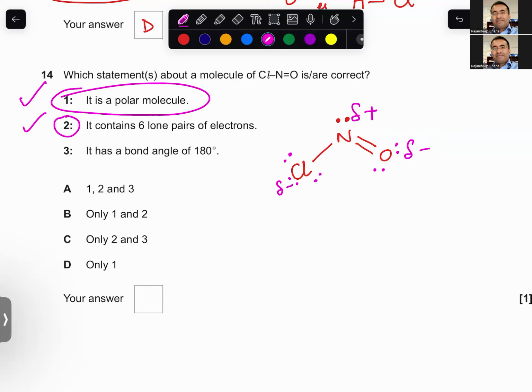It has a bond angle of 180 degrees. No, it doesn't. Using the electron pair repulsion theory, it's got 3 regions of electron density which will repel each other as far apart as possible. You're looking at a bond angle of about 120 degrees. So no, not 3, 1 and 2 only. Yep, that is correct. Answer is B.